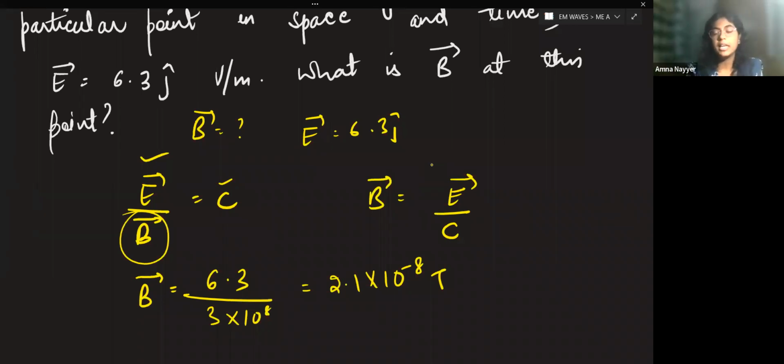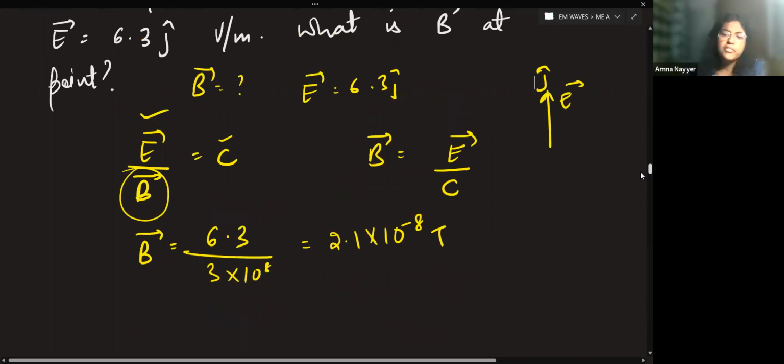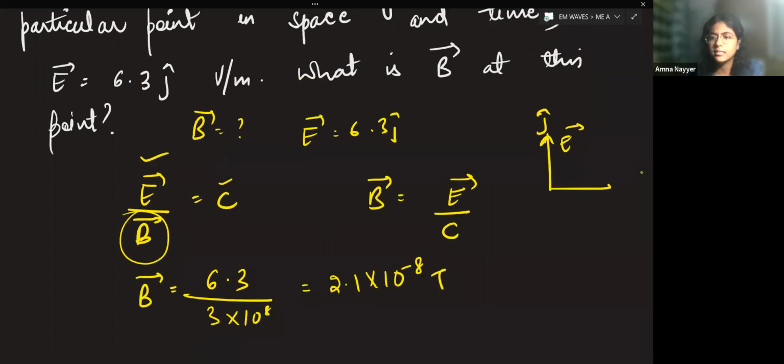Now see, the electric field is along j cap, and the wave is propagating along the x-axis. This is the direction of propagation. Can anyone answer what will be the unit vector that will come along the magnetic field?